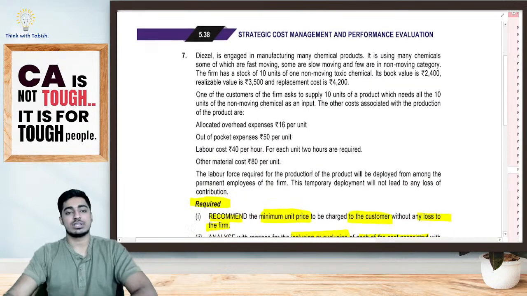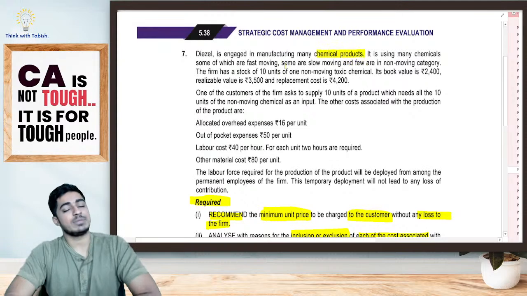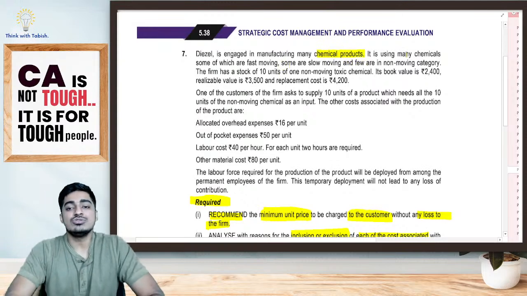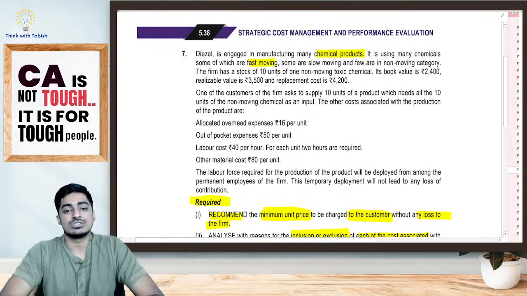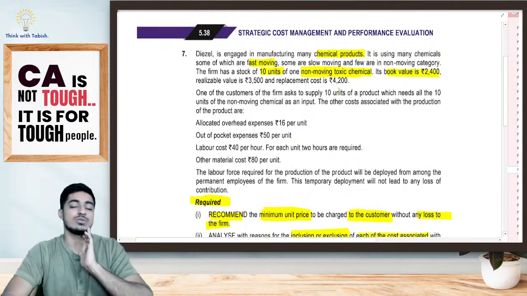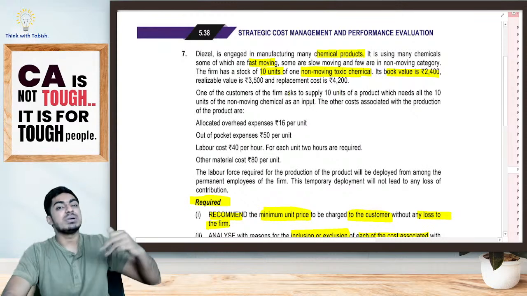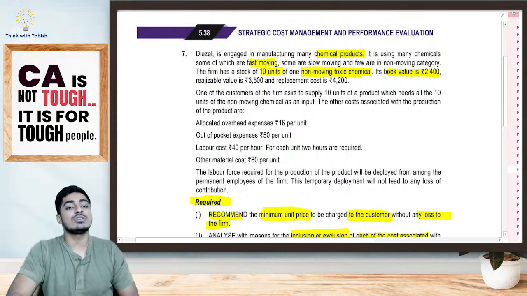Now let's have a look at the question. Diesel is engaged in manufacturing many chemical products. It is using many chemicals, some of which are fast moving, some are slow moving, and few are non moving. The firm has a stock of 10 units of one non-moving toxic chemical. I am having 10 units. The book value is 2400. Is book value relevant? I purchased it in the past. It is not relevant. The realizable value is 3500 and replacement cost is 4200.